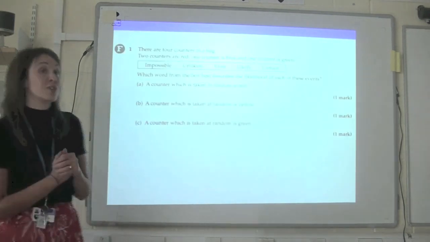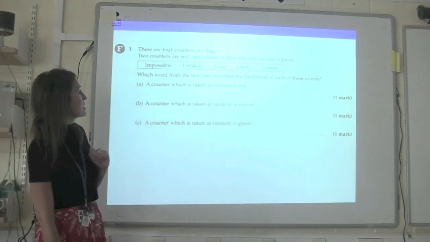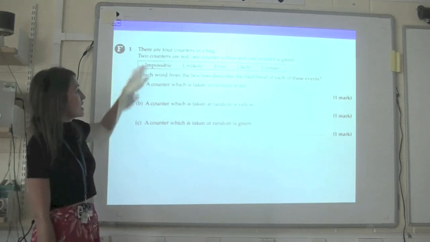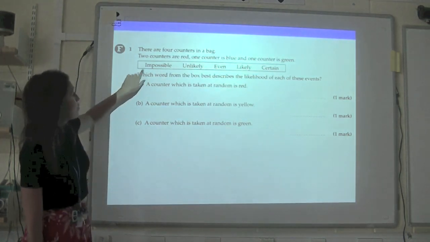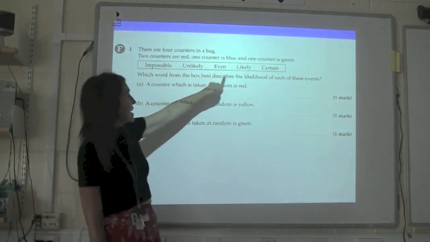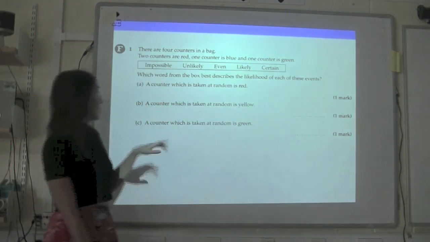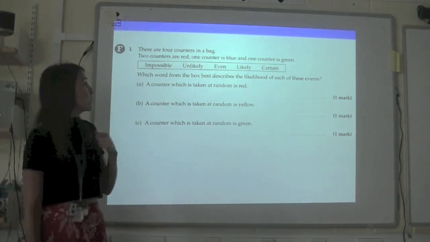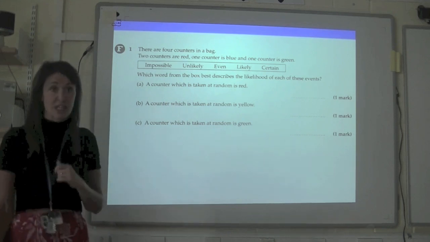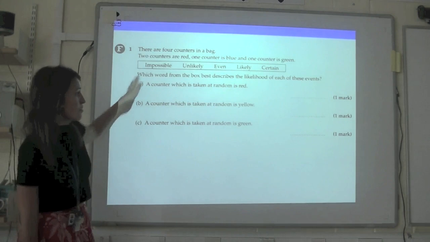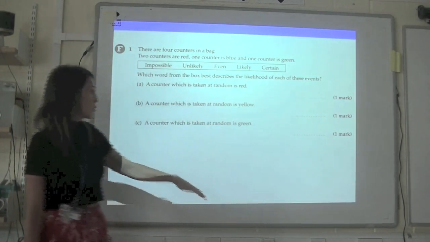But this is a question I would have asked you. So it says there are 4 counters in a bag. 2 counters are red, 1 counter is blue, and 1 counter is green. Then the words are impossible, unlikely, even, likely, and certain. And the question says, which word from the box best describes the likelihood of each of these events? So you probably see from the way this is laid out, this is an old test question.